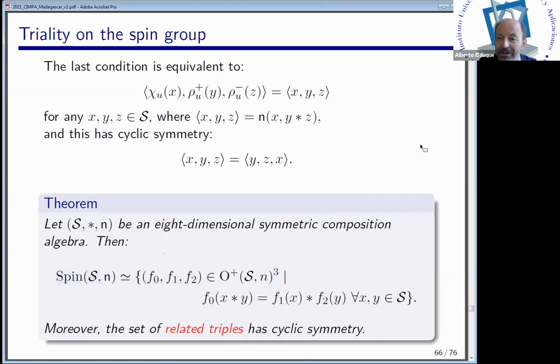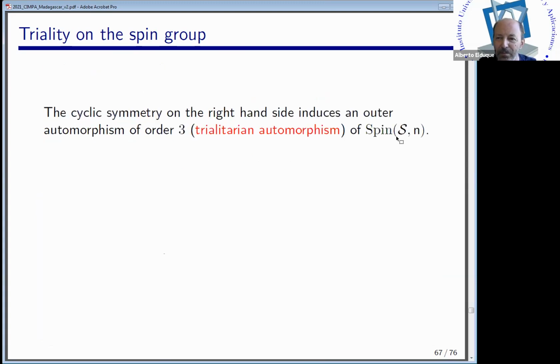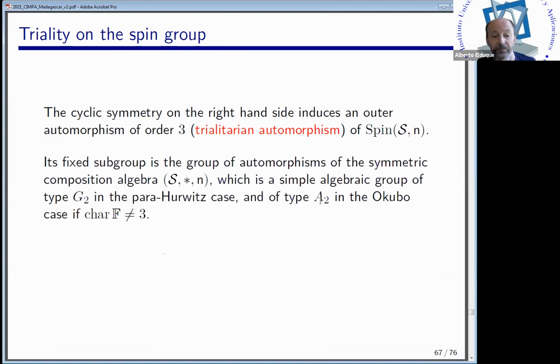And that's why there appear two kinds of possible trialities, depending on the symmetric composition algebra being para-Cayley, para-Hurwitz, or Okubo. If it is para-Cayley, this automorphism group is of type G2. If it is Okubo, it's of type A2, if the characteristic is different from 3.